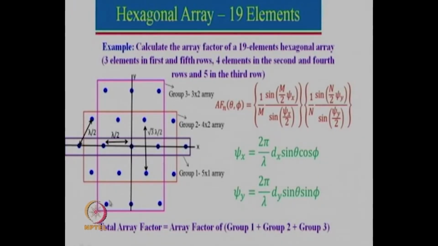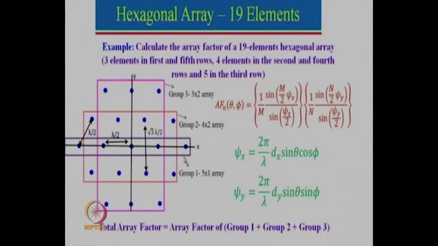First we need to do the grouping. So here we make one group, and that group is of 5 elements, so a 5 by 1 array. Then we have group 2 which consists of 4 elements along the x axis and 2 elements along the y axis. So that is a 4 by 2 array. Then group 3 consists of these 3 elements. Now do not include this second time here, this is already included in the 5 by 1 array. So here we have these 3 elements and these 3 elements. So that is a 3 by 2 array.